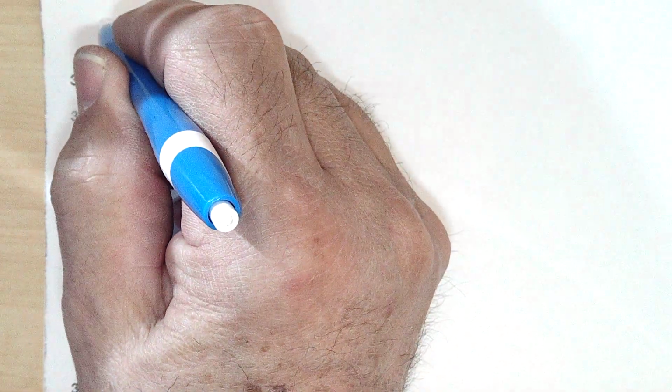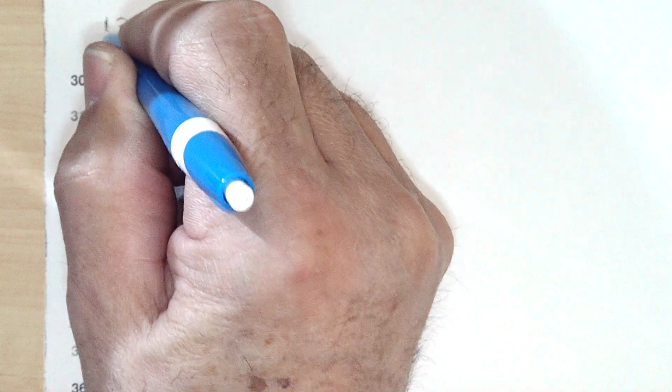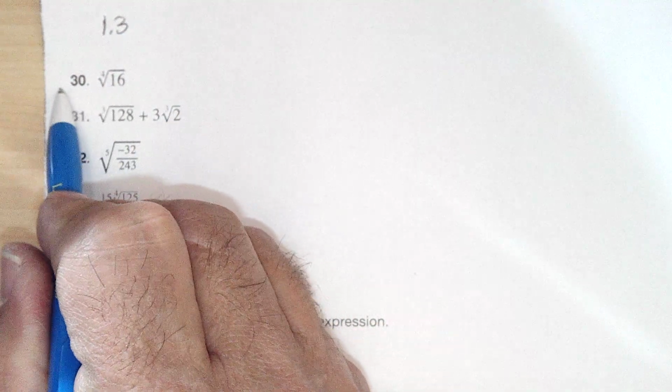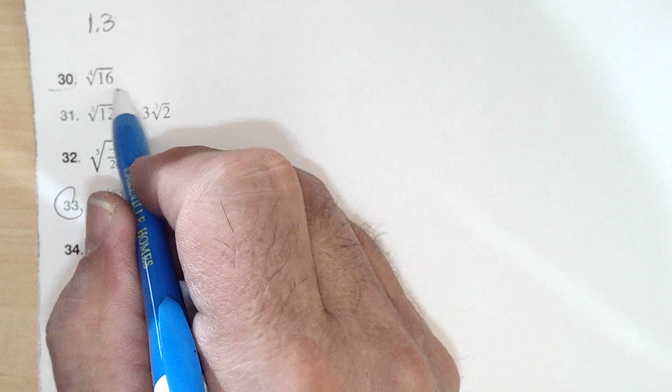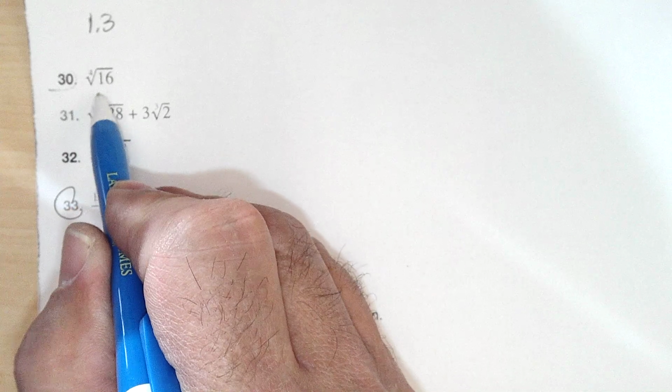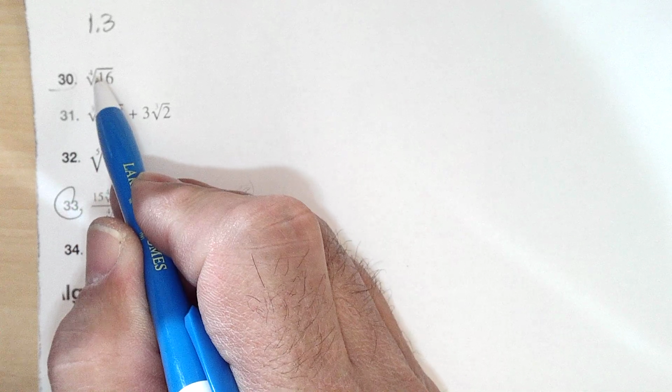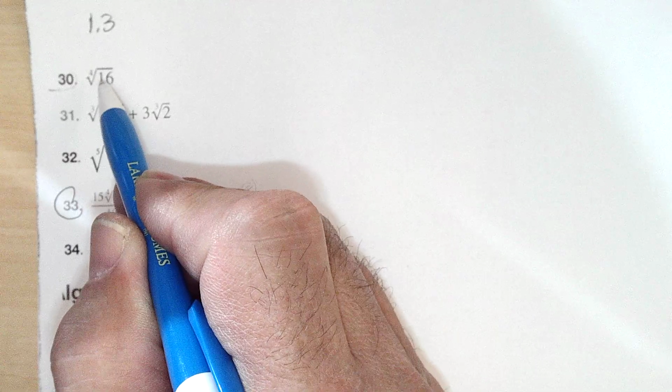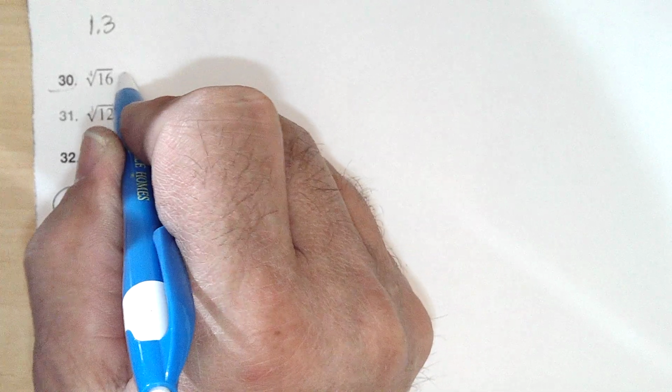Okay, this is section 1.3, and I'm going to be going through a bunch of these problems. We did the multiples of 3, so I'll be going through those. And there's a couple ways to look at how to do these. So this is the fourth roots. So we're looking for something that multiplies by itself 4 times to make 16.